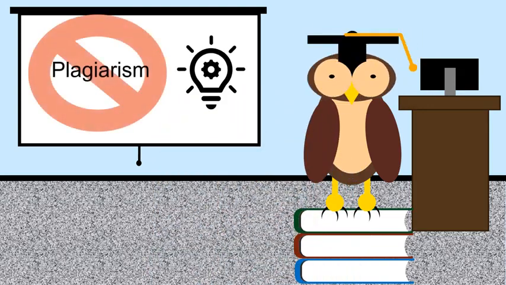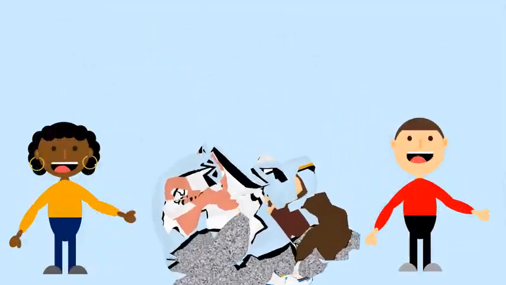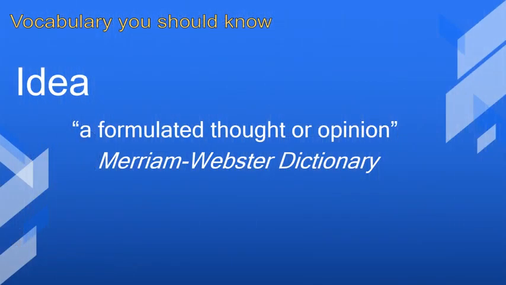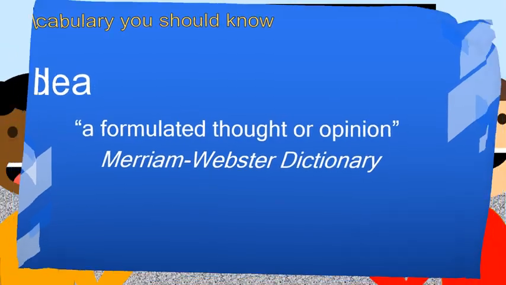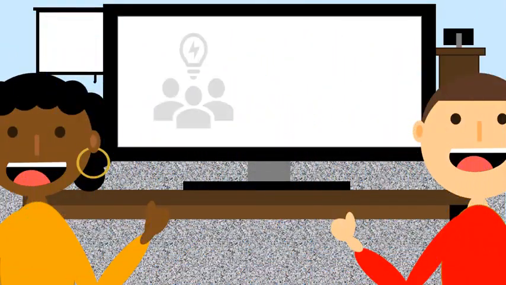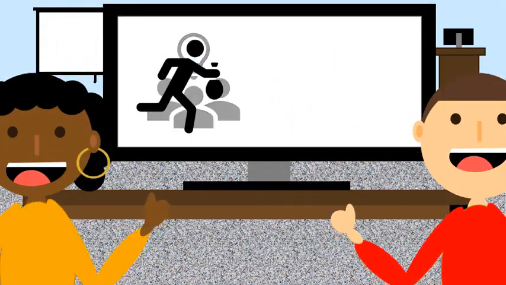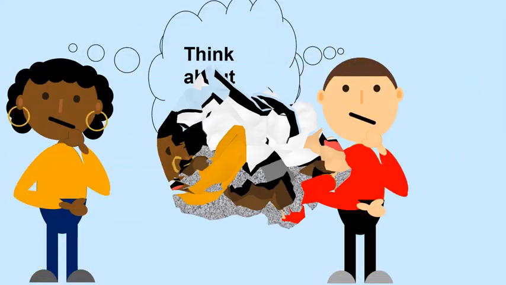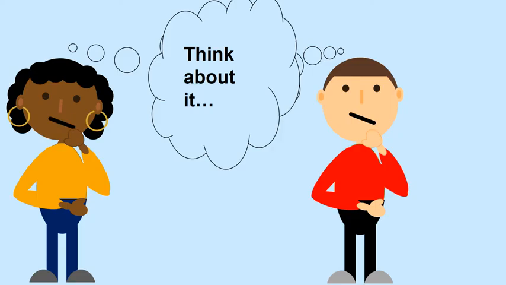The definition also states that you can plagiarize ideas. What is an idea, and how can you plagiarize an idea? According to the Merriam-Webster Dictionary, an idea is a formulated thought or opinion. How can an idea be plagiarized? Think about it.